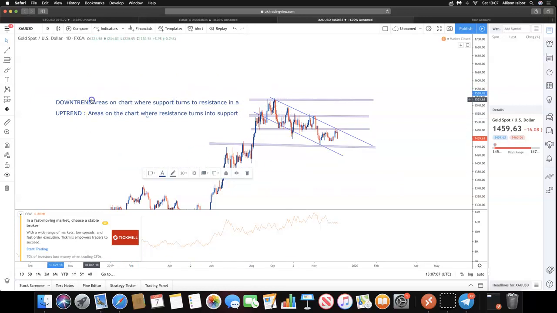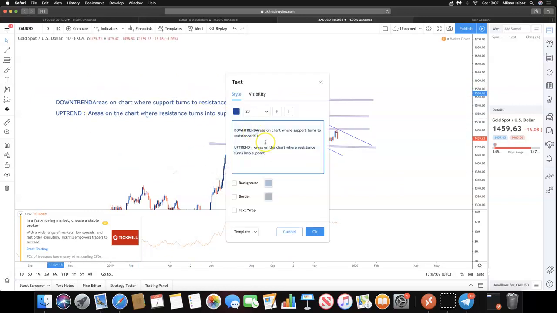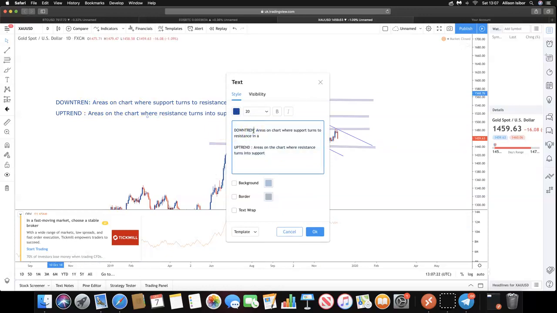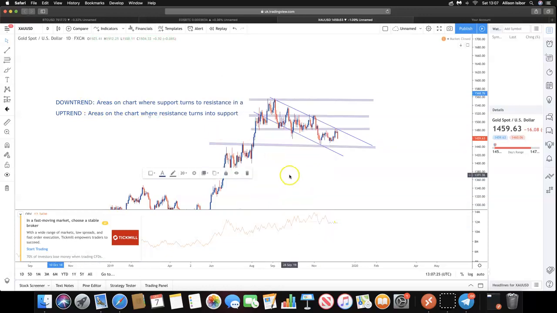In the downtrend, you are looking for areas on the chart where, so in the downtrend of what? 1 minute, okay. So in the downtrend, you are looking for areas on the chart where support turns into resistance, and then in an uptrend, you're looking for areas on the chart where resistance has turned to support. So this is one of them, and you're going to see this every single time on all time frames.